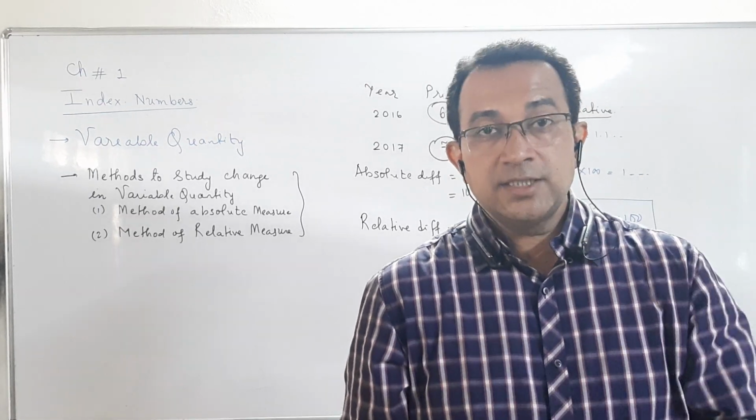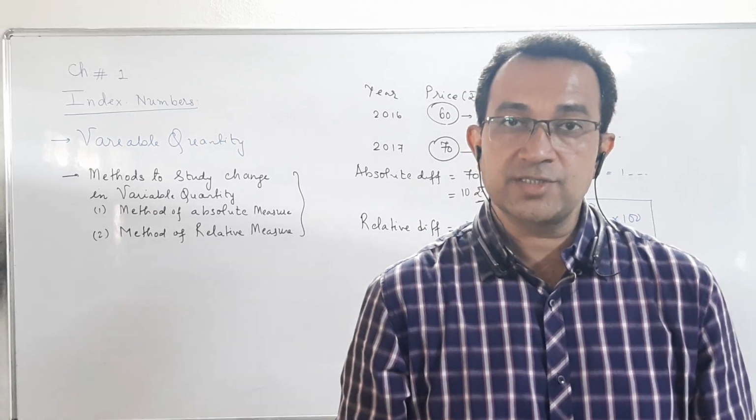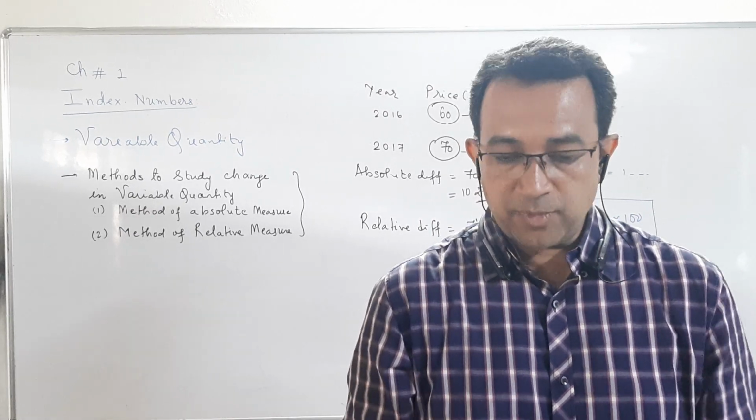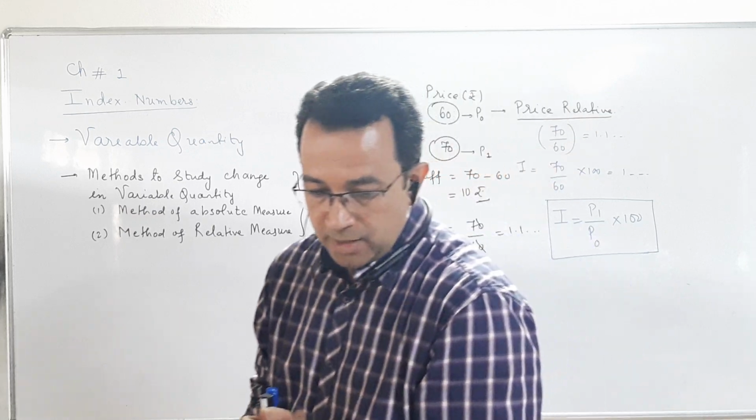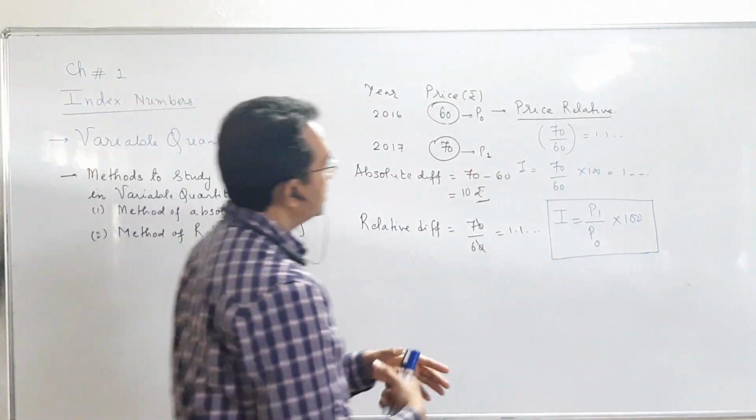Second, the changes in the values of a variable quantity which are expressed in different measures can also be studied with the help of index number. Now index number is a relative measure showing percentage changes. Why percentage changes?